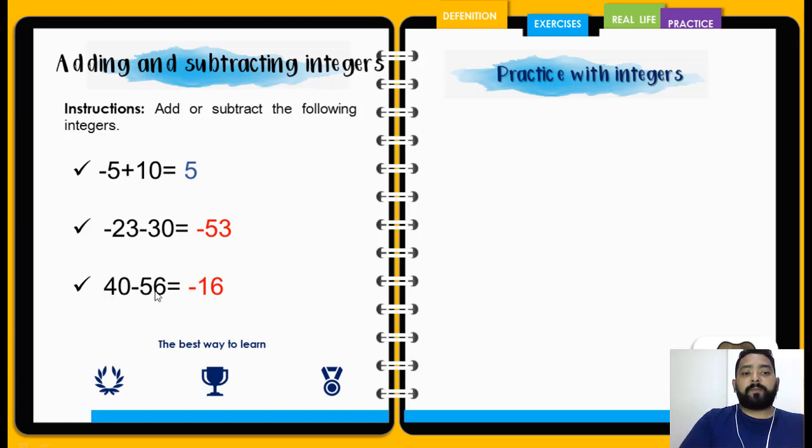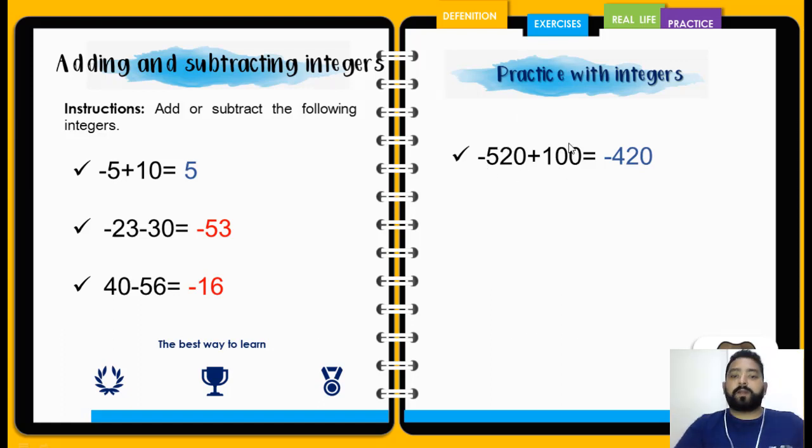Now we have 40 minus 56. So we have positive 40 and negative 56. This one we need to subtract them because they are different signs. So we're going to get 56 minus 40 is 16. Now we're going to think about the sign for the answer. You have to decide which number is greater, 40 or 56. It's 56. The sign of 56 is negative. So the answer is going to be negative.